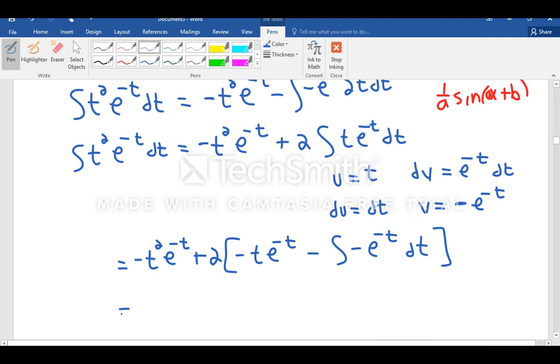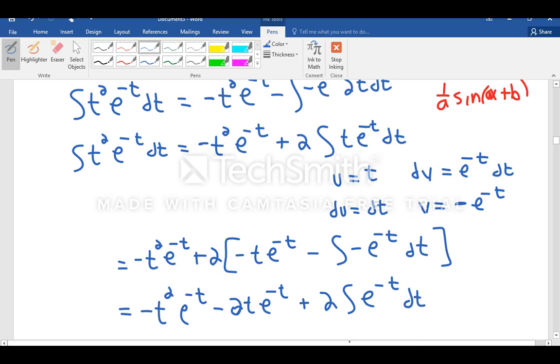Let me go ahead and clean that up a little bit more. So I have negative t squared e to the negative t. That is a sloppy t squared. And then when I distribute the 2, I'm going to have negative 2t e to the negative t, and then I have minus a minus, which is a plus, and the 2 distributes there. So I have 2 times e to the negative t.